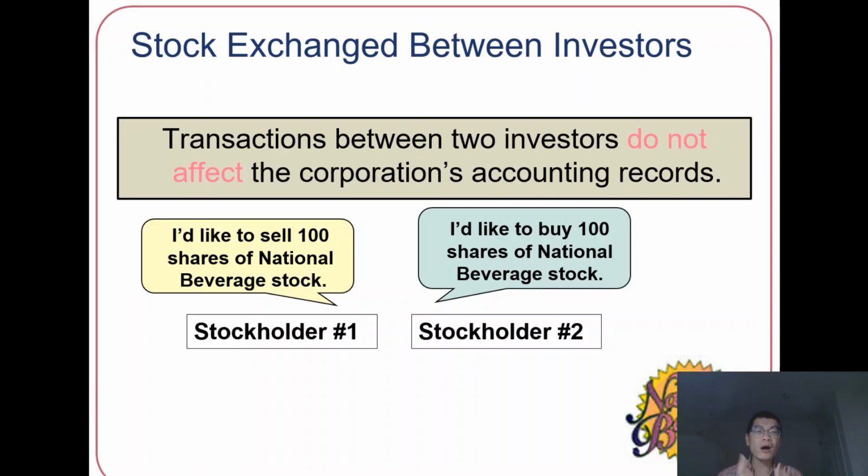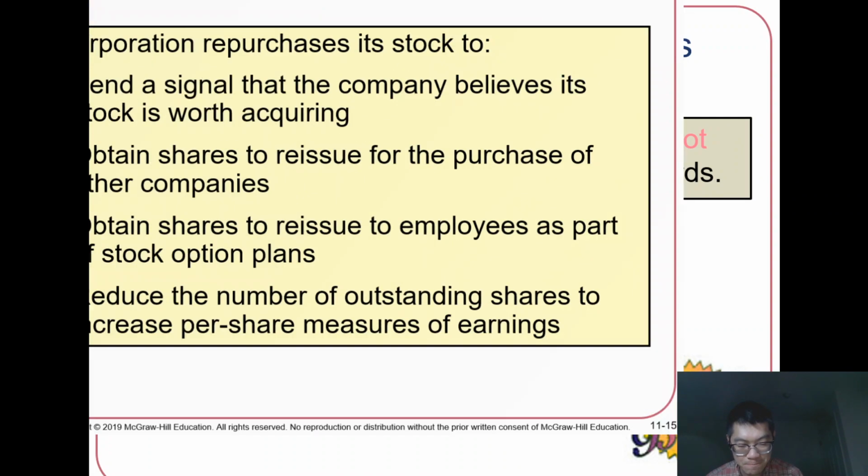However, this process has nothing to do with the company per se. As the accountant for the company, this happens outside of the company, and it's not a transaction that they do with the company itself. Since the company is not involved in this stock transfer transaction, we don't need to record a journal entry, because it's nothing done with us.